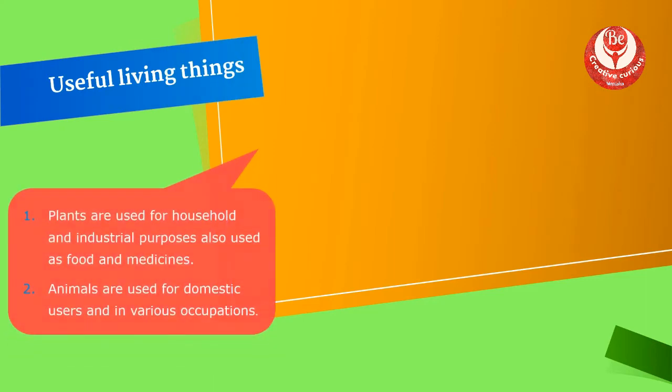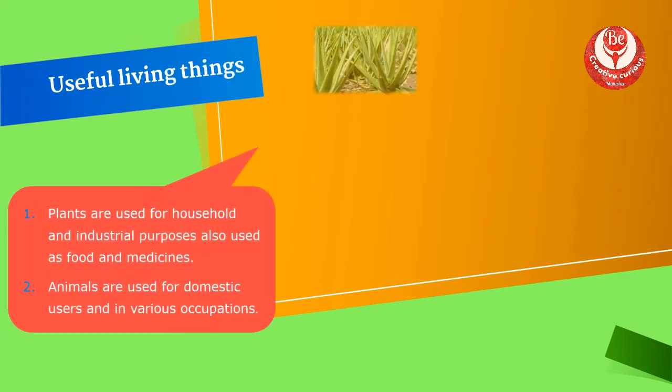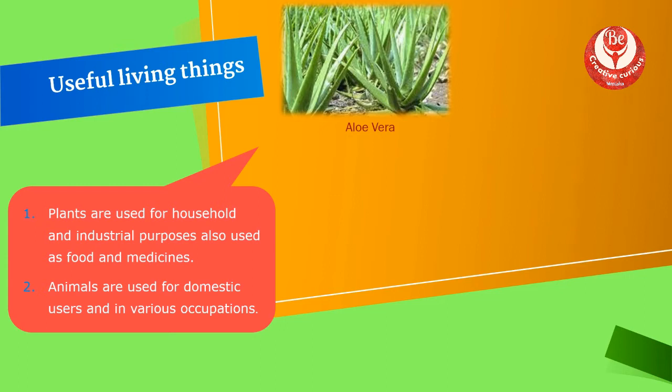Useful living things. Plants are useful for household and industrial purposes, and are also used as food and medicines. Animals are useful for domestic use and in various occupations. Make a list of some useful plants and animals.